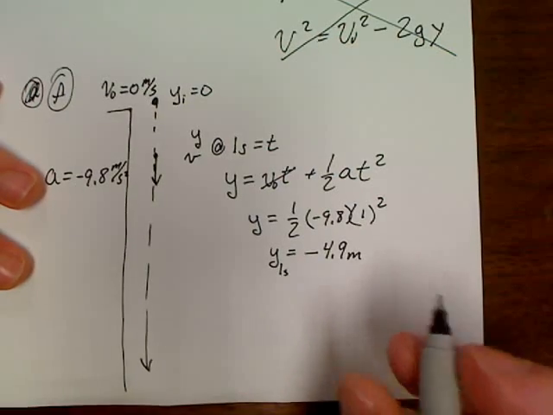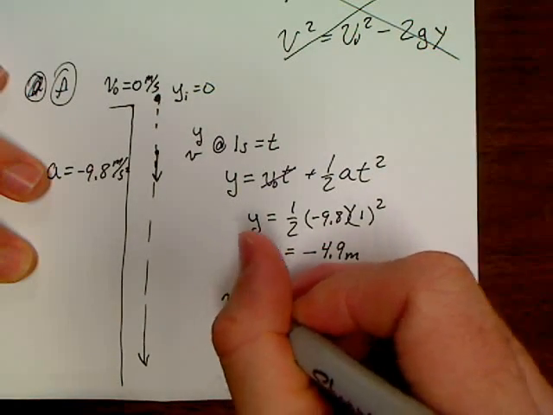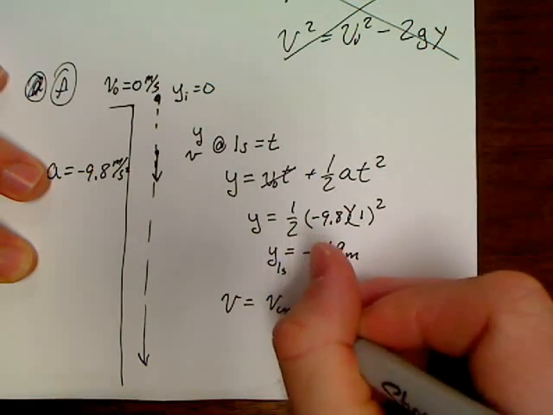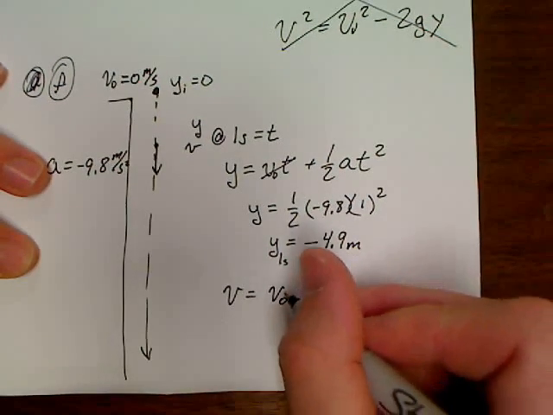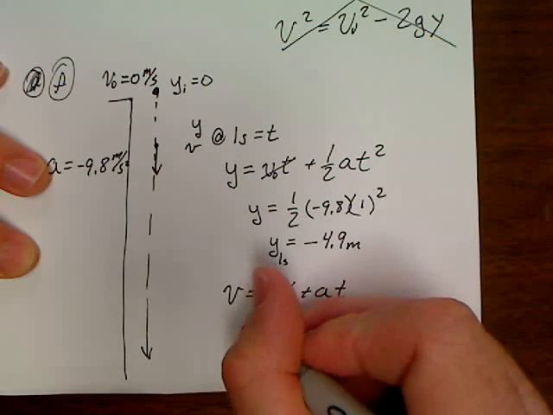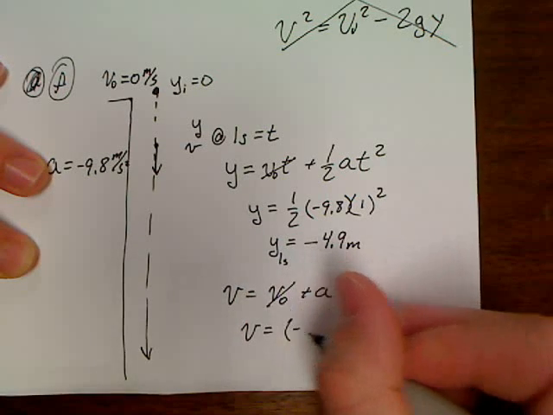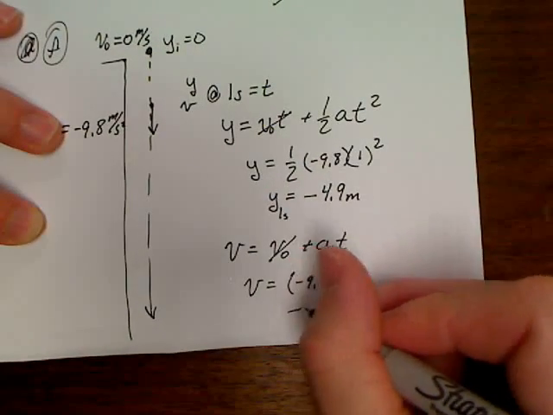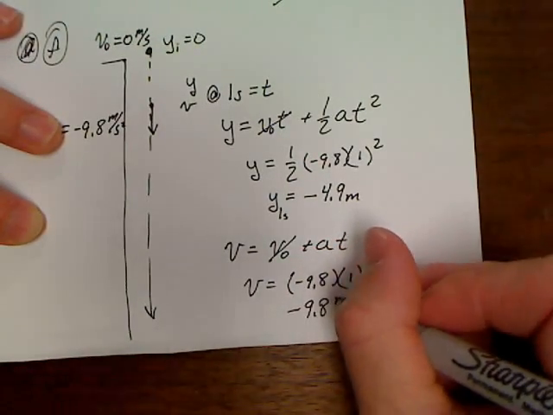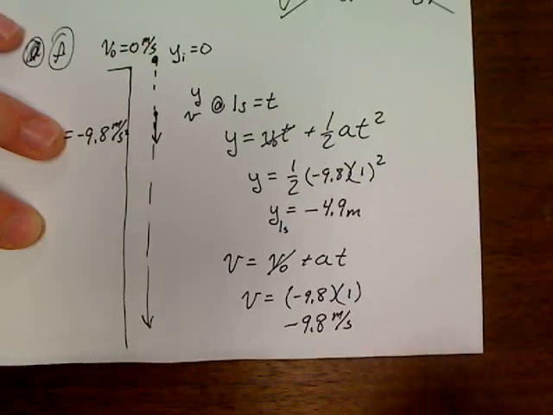If we would like to find our velocity at 1 second, first equation is v equals v0 plus at. Once again, v0 is zero. So velocity would be equal to negative 9.8 times 1, which would be negative 9.8 meters per second.